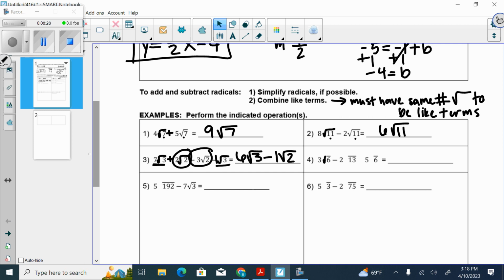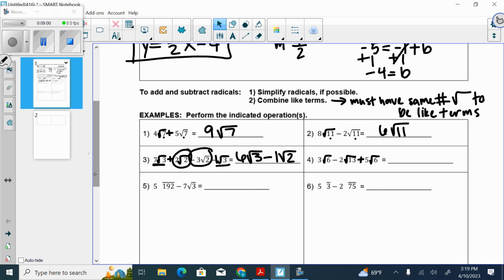All right, number 4. I've got 3 square root of 6 minus 2 square root of 13 plus 5 square root of 6. Okay? Can I simplify square root of 6 or square root of 13? Can I simplify square root of 6? No, it would just break into 2 and 3, so no pairs, right? And same for 13, no pairs. Okay, so I can't simplify anything.